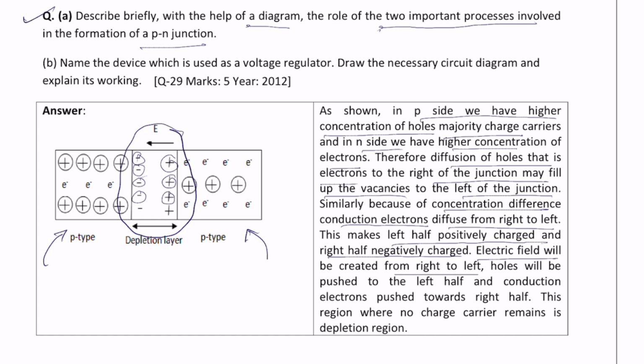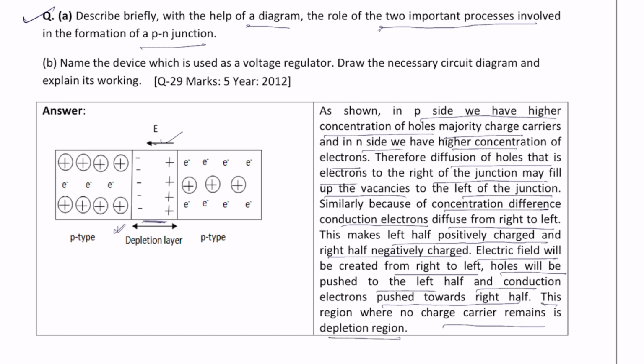This is the electric field, E. So this electric field is created from right to left. Holes will be pushed to the left half, and conduction electrons are pushed towards the right half. Correct? Conduction electrons are pushed towards the right half. This region where no charge carrier remains is called the depletion region.